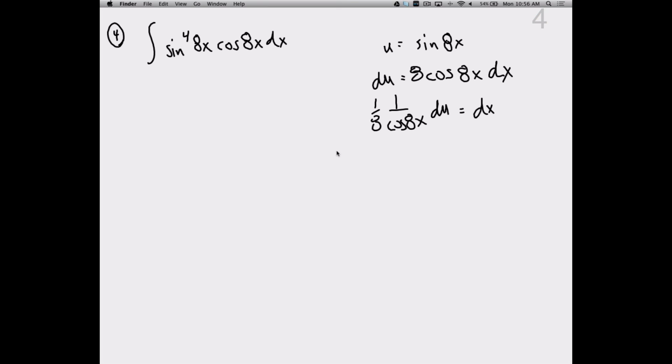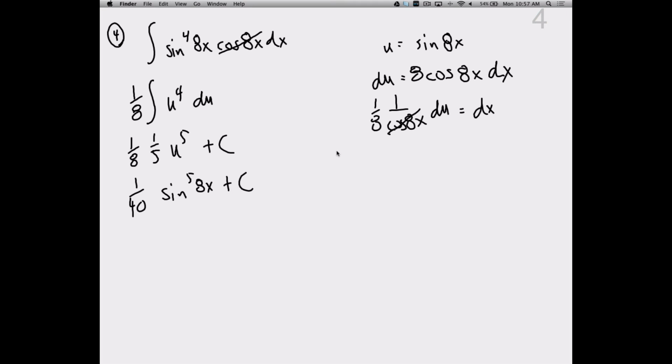This one I'm going to skip the extra step. I'm going to do my substitution, but I'm going to do my canceling as I do it. So this will become the integral. This is u to the 4th. This will cancel with this guy over here. The dx becomes a du, and I've got to remember to put the 1/8 out in front. Boom. Well done, Matt. Okay, we'll keep going with this one. 1/8 times 1/5 u to the 5th plus c. That's 1/40th times the sine of 8x raised to the 5th power plus c.